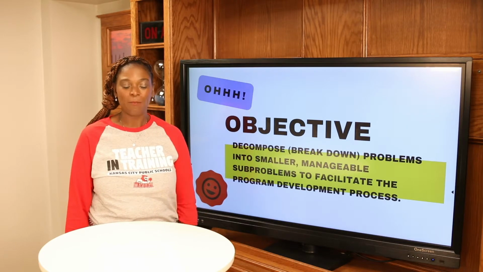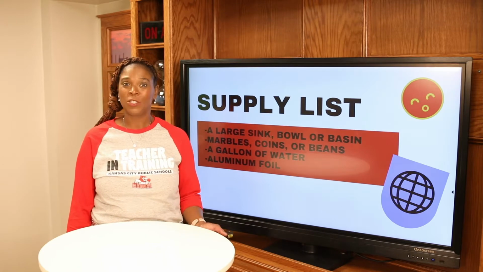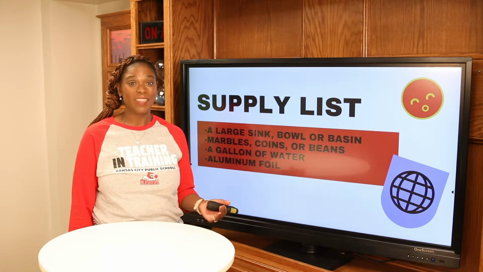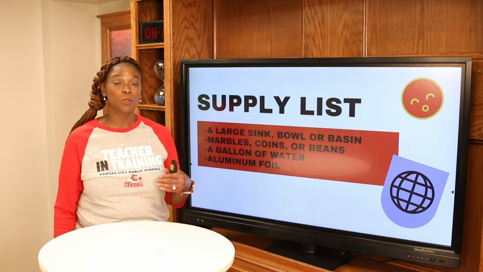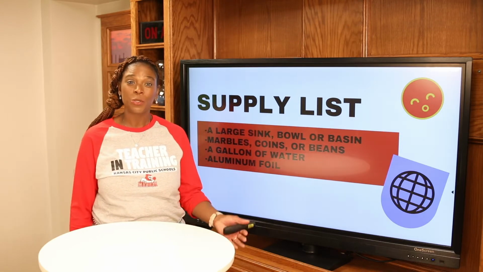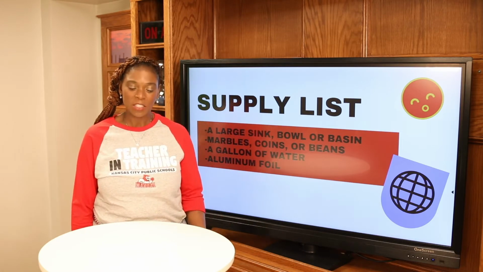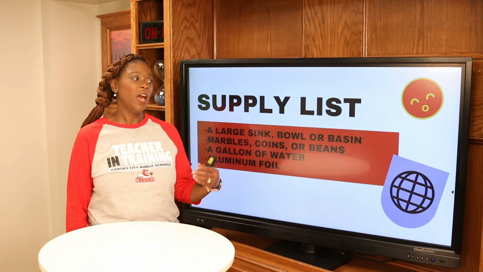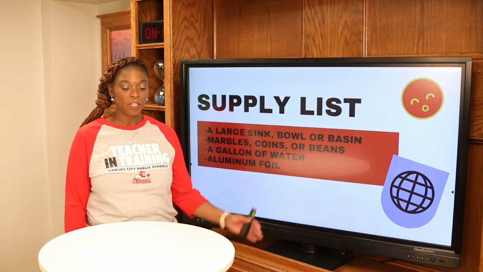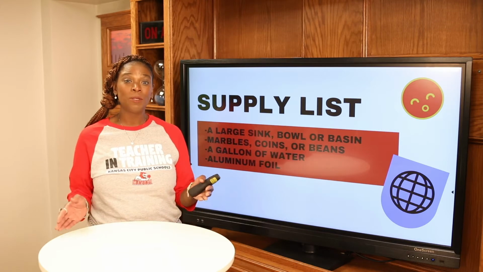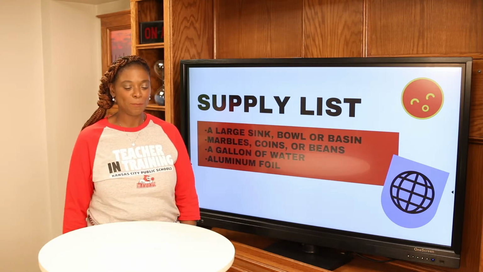So let's get started. Today, what you're going to need is a piece of paper to take down notes so that you could replicate this project at a later time. For the project, you're going to need a small bowl, basin, or you could do it in your sink. You're going to need marbles or maybe 15 pennies or something small that you could use as a weight. And you're also going to need about a gallon of water to put in the basin and aluminum foil sheets. Regular aluminum foil, not the heavy duty.